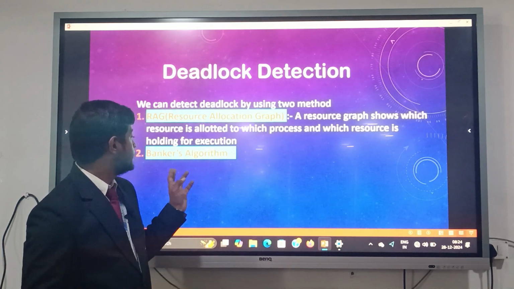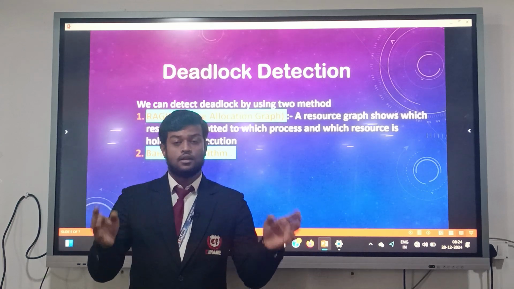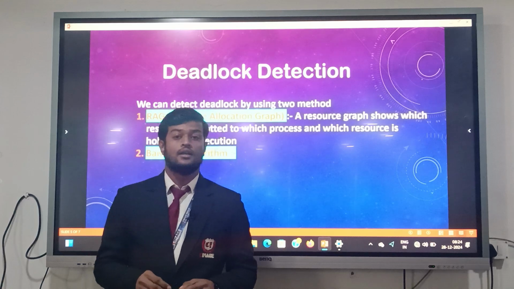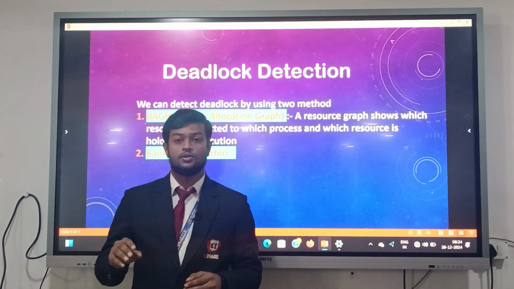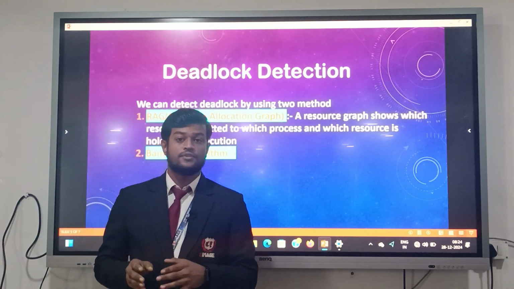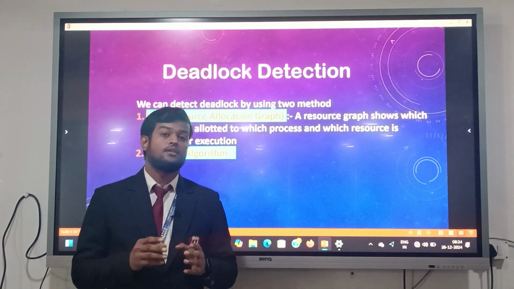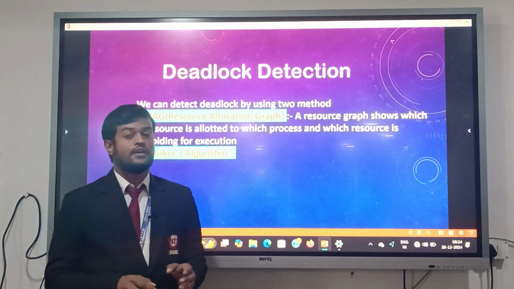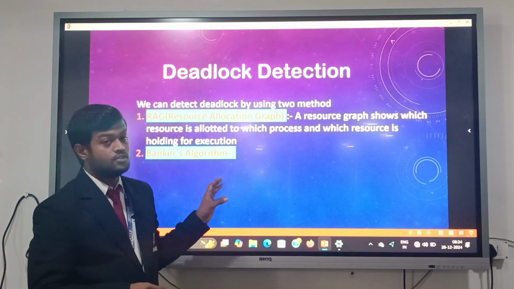In Banker's algorithm, we detect deadlock by using a table. In the table we are given allocation, available, and maximum need, and we have to find the remaining need. If the remaining need is less than or equal to the available resources, then we can say the process is in a safe state, and if the remaining need is greater than the available, then we can say the process is in an unsafe state. If the process is in a safe state, then there is no deadlock.